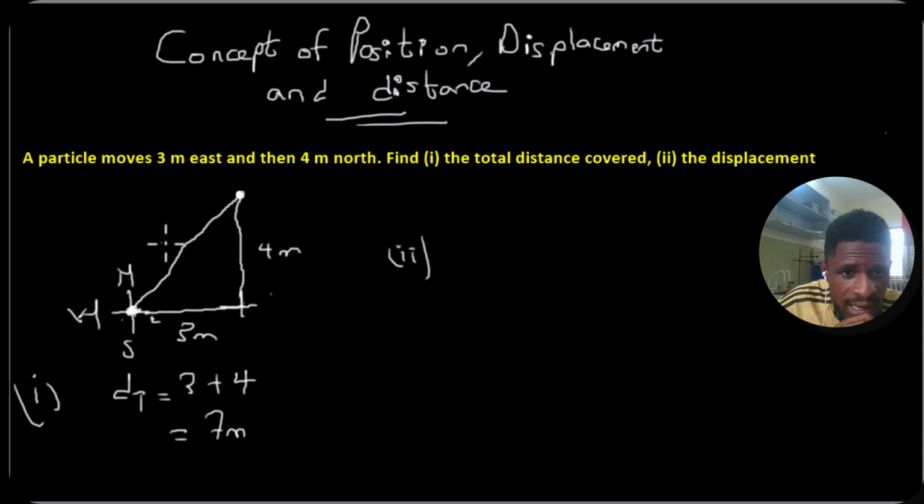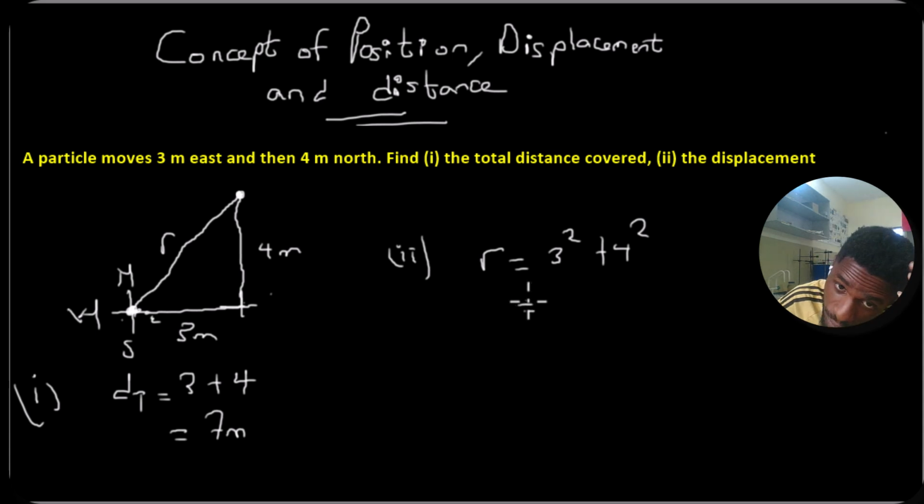So let's call this R. So R will simply be equal to the square root of 3 squared plus 4 squared. And this reminds us of the 3, 4, 5 triangle, so I know my R definitely would be 5. Let's try and work it out.